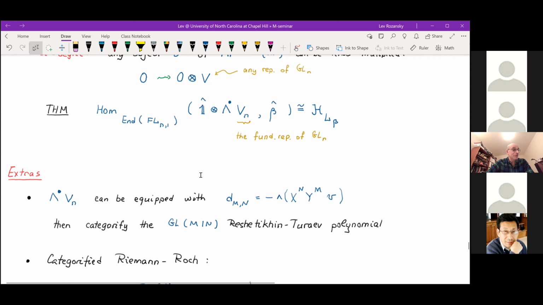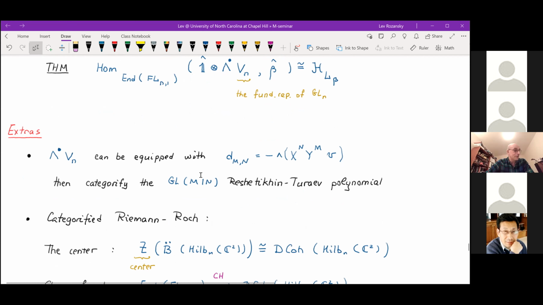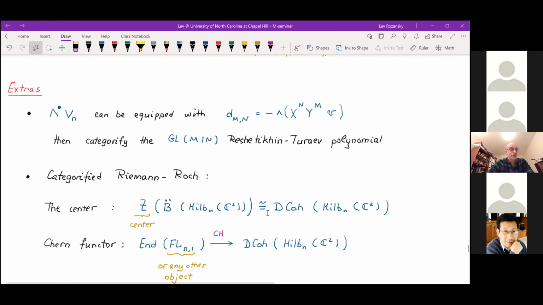So that's the first extra to the story. The second extra to the story is that you can use what one may call a categorified Riemann-Roch theorem here. It's categorified because it's applied to two-categories. So the center of this two-category is the category of coherent sheaves over the Hilbert scheme. The center defined as endomorphisms of the identity functor, endofunctor. Here I skip some details. Let me just make this as a statement.